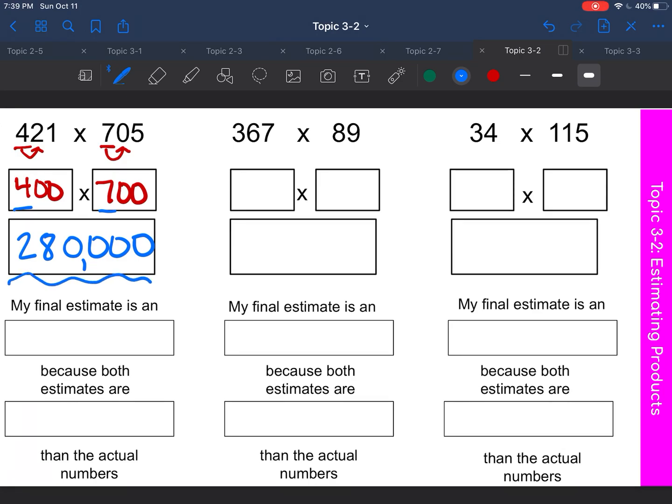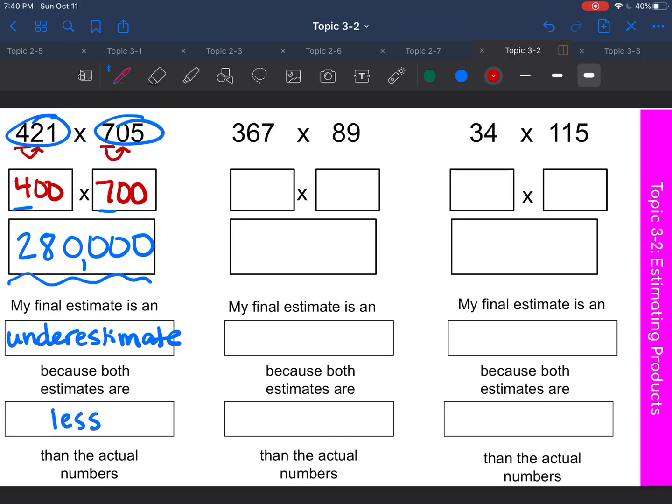So if we round down for both of your numbers, well then your estimate is going to be less than your actual one because you rounded down. So my final estimate is then, what would mean less would be an underestimate, okay? Because both estimates are less than the actual numbers. All right? So it's an underestimate if both estimates are less than the actual numbers we started with.